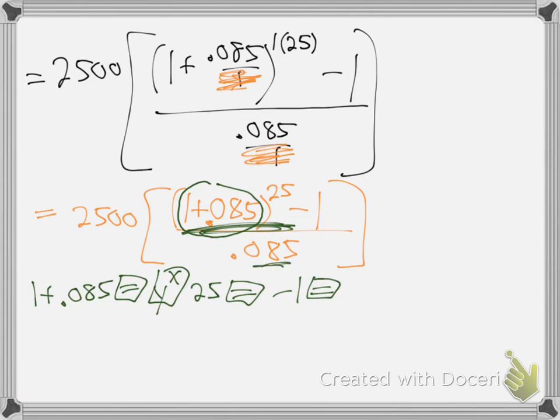Now, how am I going to get this into the picture? Divide by 0.085 equals. And then beautiful. That 2,500 in the front. Exactly. Times 2,500 equals. Never had to worry about parentheses or anything. Just go inside out like that.